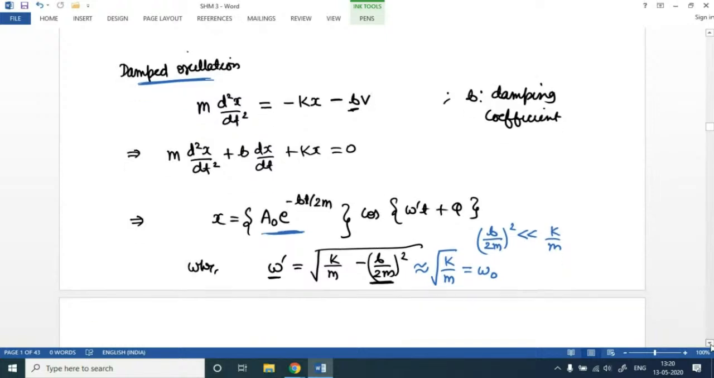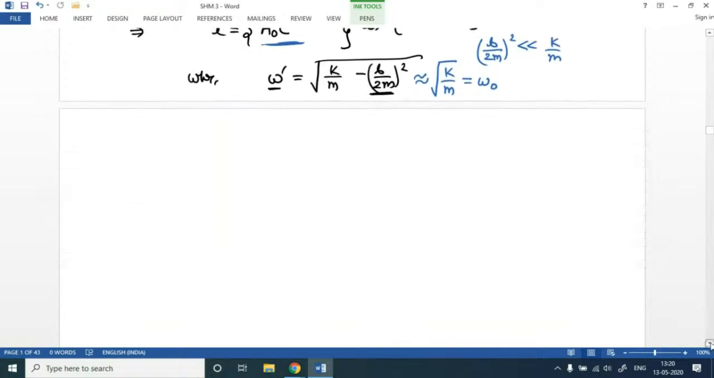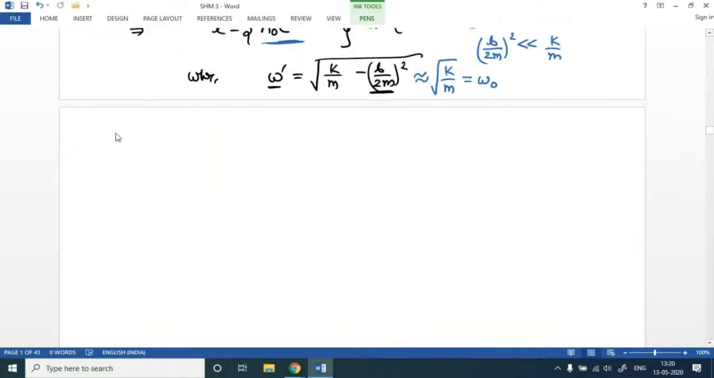So let's look at this amplitude term more closely. So this amplitude term, you can clearly see that is nothing but a naught into e to the power minus bt upon 2m, where a naught is the initial amplitude, you should see, and it is an exponentially decreasing term.